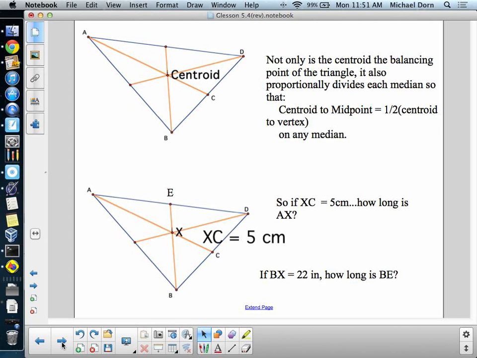So as long as the material is consistent, you can go home and do that. You can get a scissors and cut out a triangle and try it. It's pretty easy. That's the balance point of the triangle.